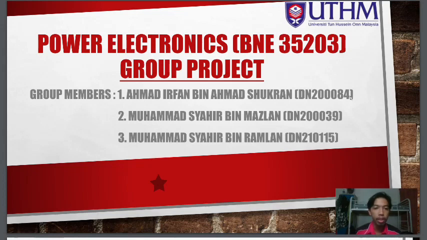My group members are myself, Ahmad Irfan bin Ahmad Shukran, DN 2004, Muhammad Shahid bin Mazlan, DN 2039, and Muhammad Shahid bin Ramlan, DN 210115. My topic is the DC to AC power converter, which is specified as the full bridge power inverter.